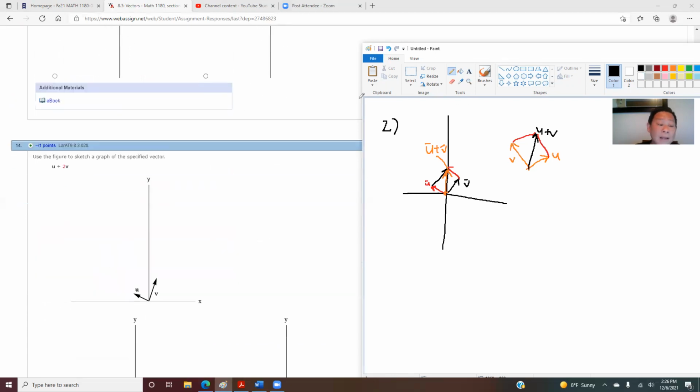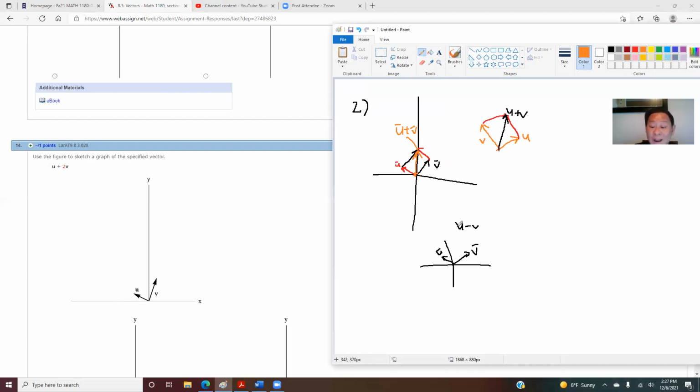What happens when I ask you for u minus v? So u minus v means, let's say this is v, sorry, and this is u. In order for us to figure out, minus means it goes completely 180 degrees in direction. So this is positive v. To find a negative v, this is a negative v. That means it goes completely 180 degrees.